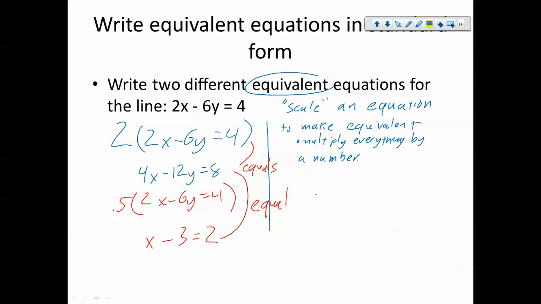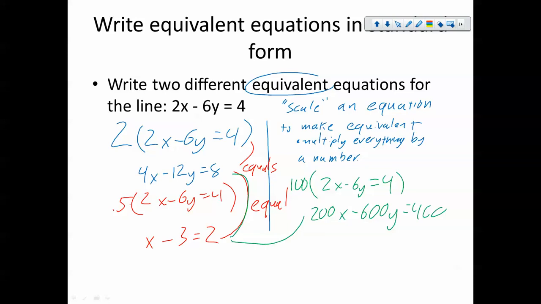Again, I can take that same equation, 2x minus 6y equals 4, and I can multiply it by 100. Okay, so that's 200x minus 600y equals 400. And this equation and that equation and that equation are all equal. They are all the same equation. They're just scaled differently. Okay, so that's what it means to create an equivalent equation. We scale it by a number.